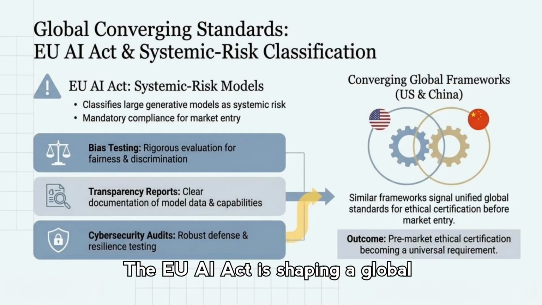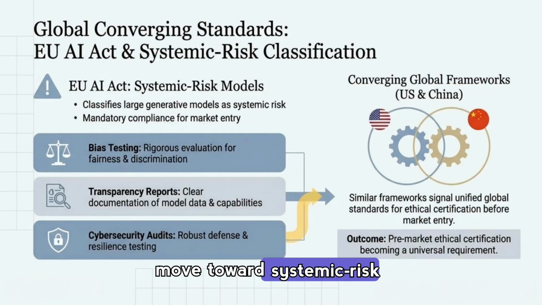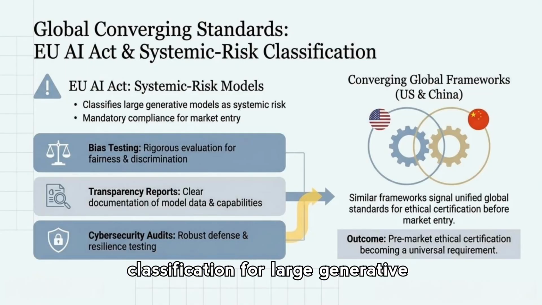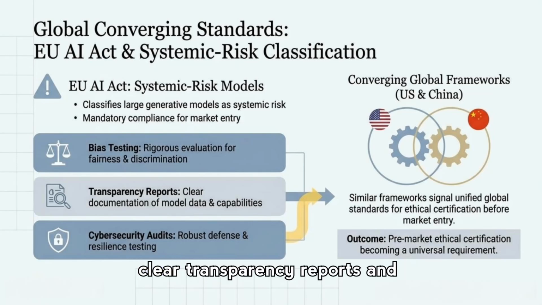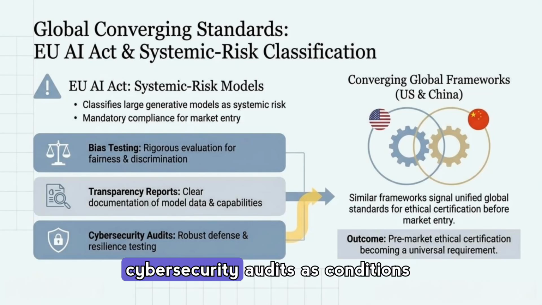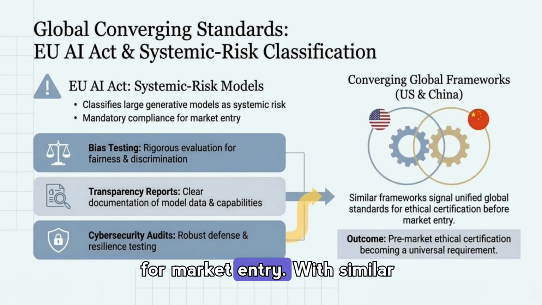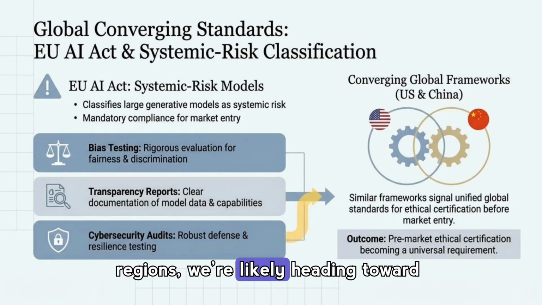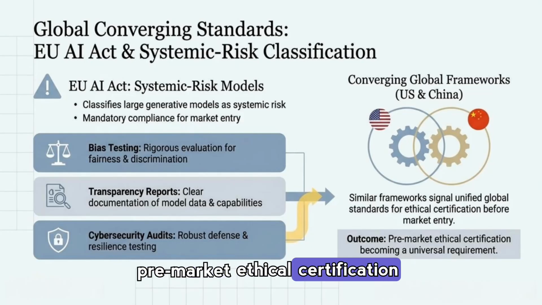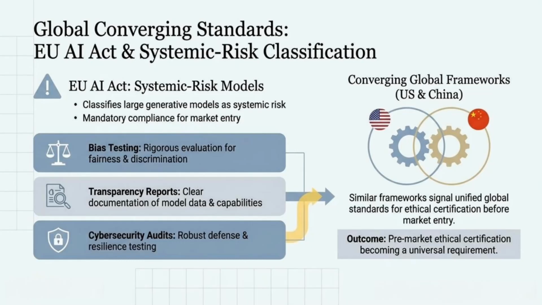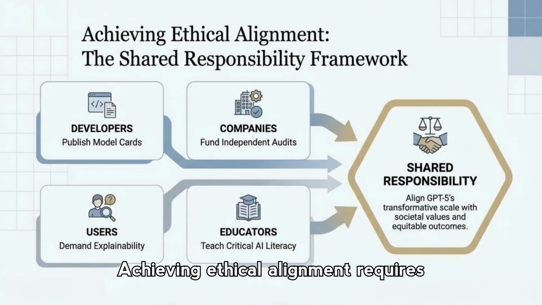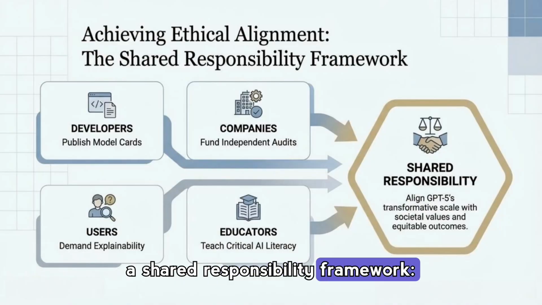The EU AI Act is shaping a global move towards systemic risk classification for large generative models, mandating bias testing, clear transparency reports, and cybersecurity audits as conditions for market entry. With similar frameworks emerging in other regions, we're likely heading toward pre-market ethical certification becoming a universal requirement for high-risk AI.